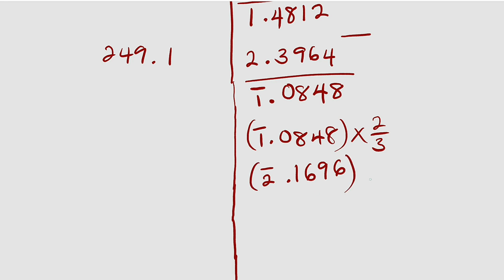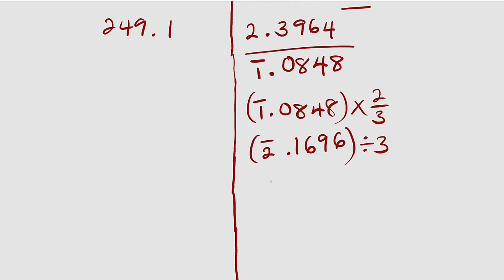Now we are going to divide this by 3. But you know we cannot divide bar 2 with 3, so we are going to apply logic here. We're going to split it as bar 2 plus 0.1696. So this is what we have to divide.